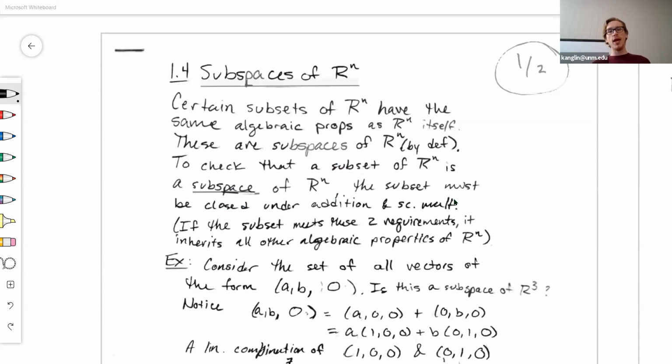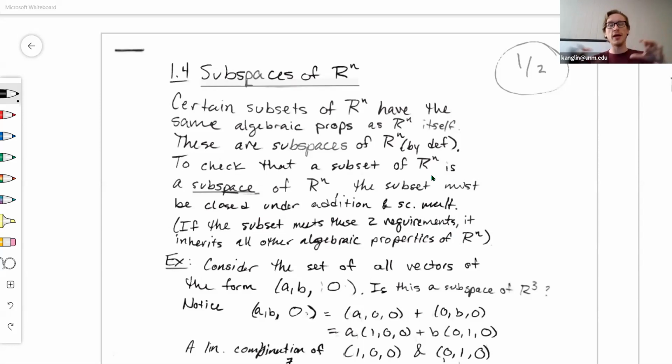Now, all that meant for Rn was that if you take a couple of vectors in Rn, and you add them together, you get something still in Rn. Similar for scalar multiplication. If you take a scalar times any element of Rn, the result is still an element of Rn. That is closure. That's closure under addition and scalar multiplication.